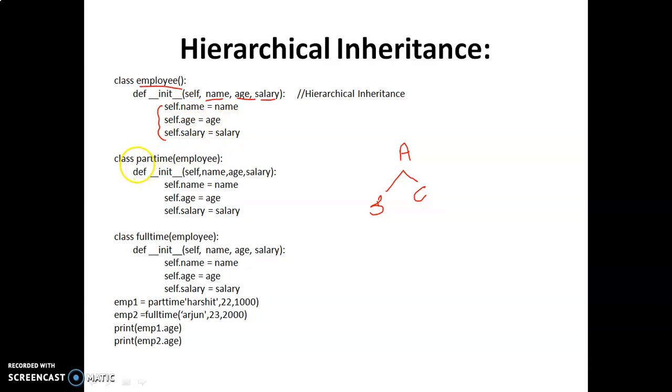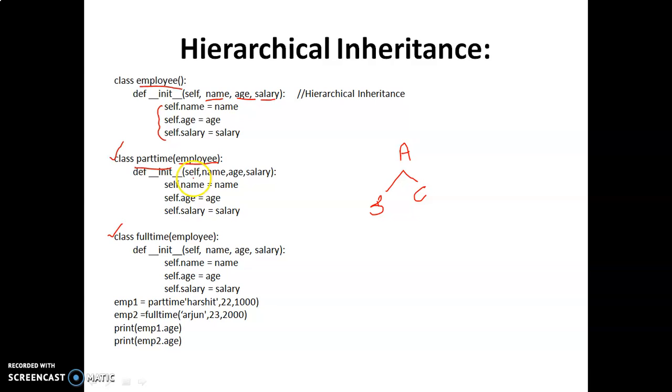Now I'm creating one child class, the PartTime class, which is derived from the class Employee. Employees generally have two types, part-time employees and full-time employees, so I want to create a separate class for part-time employees and a separate class for full-time employees.